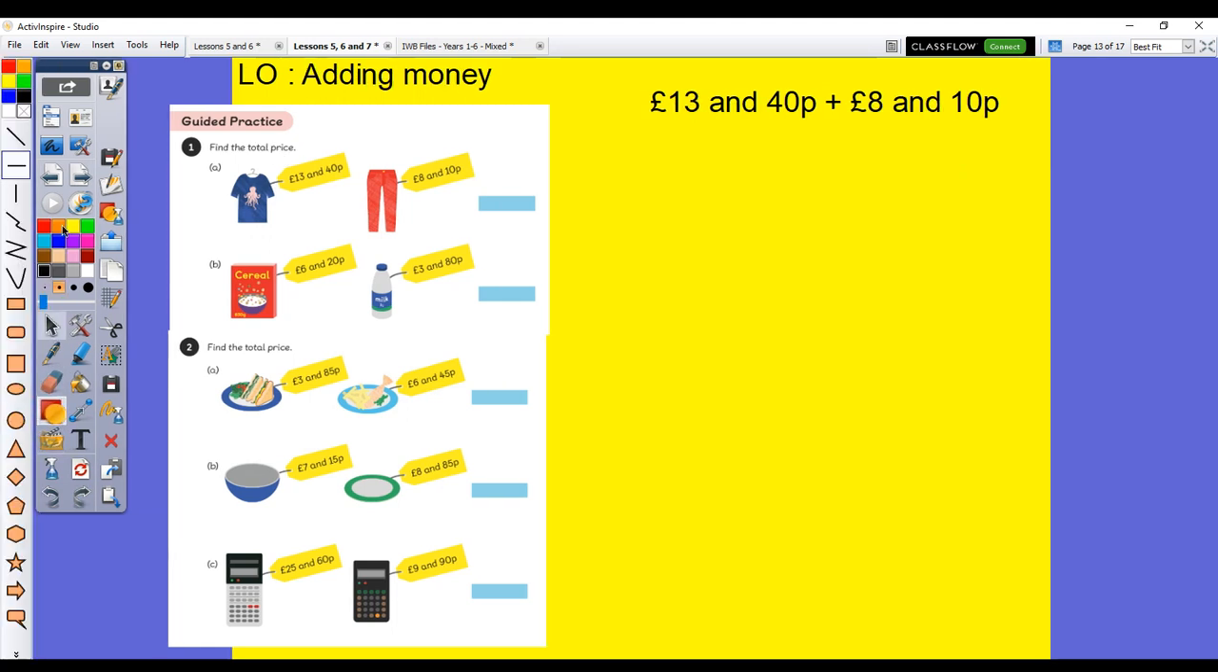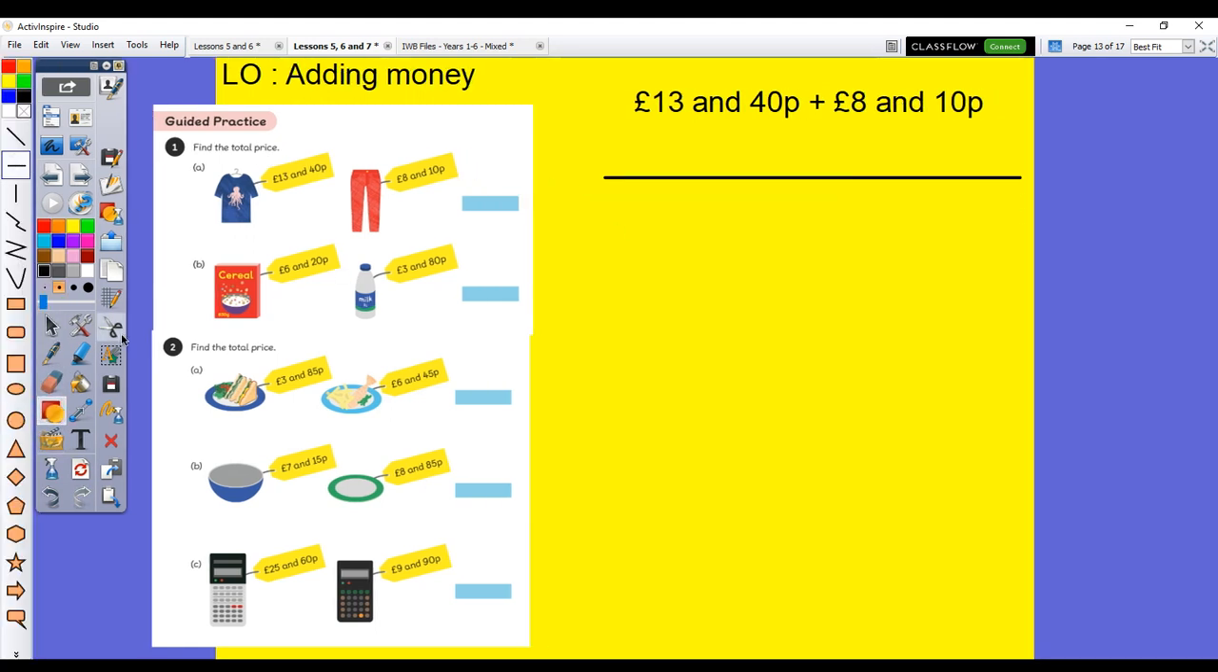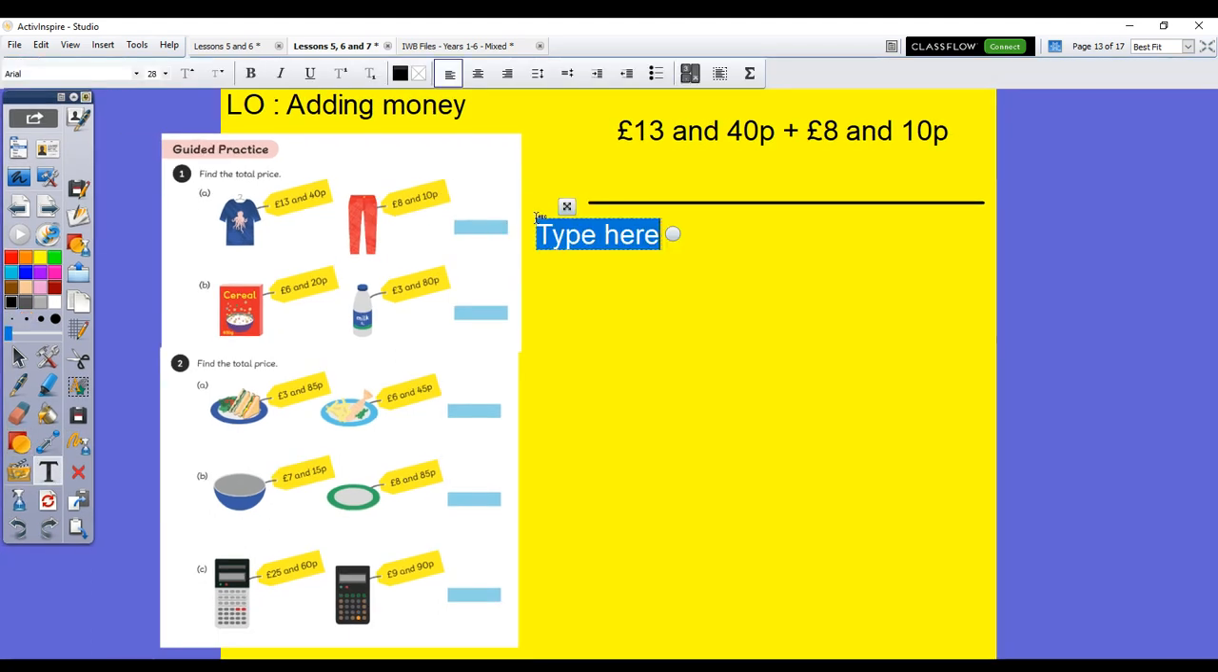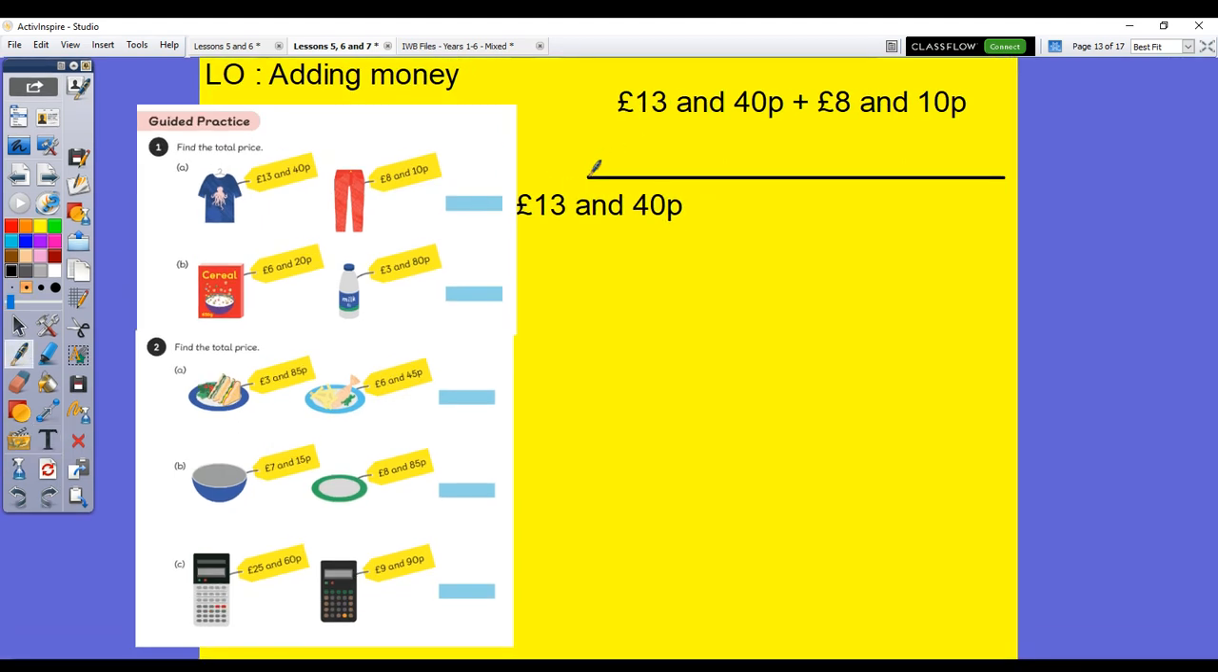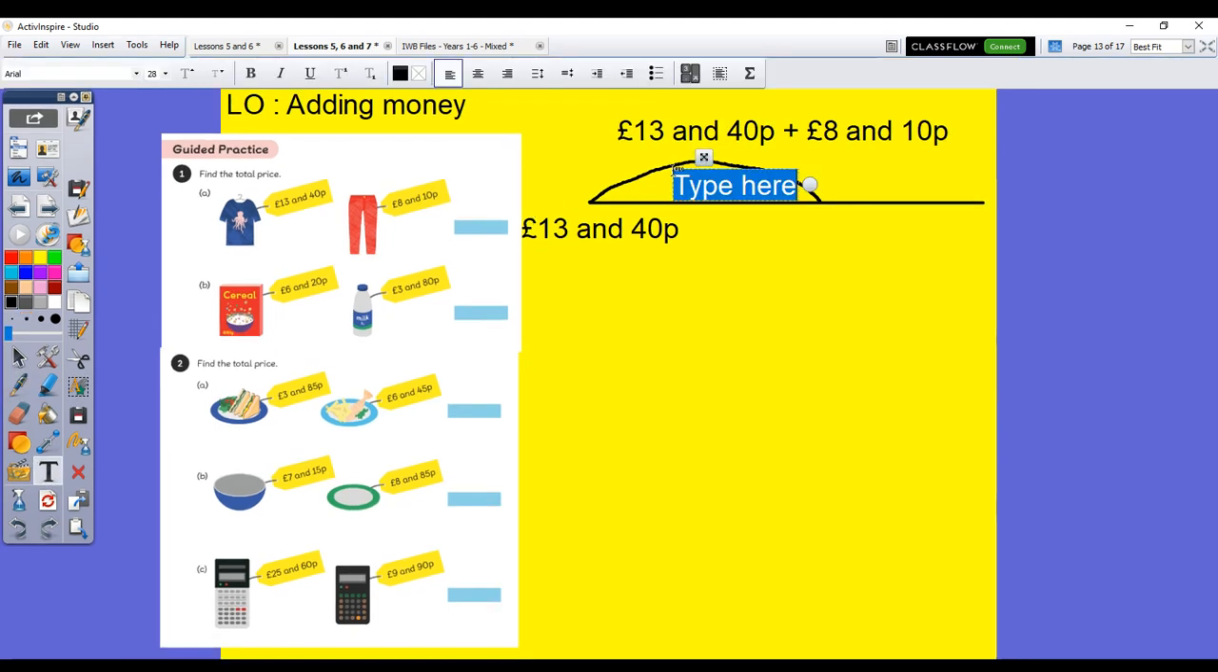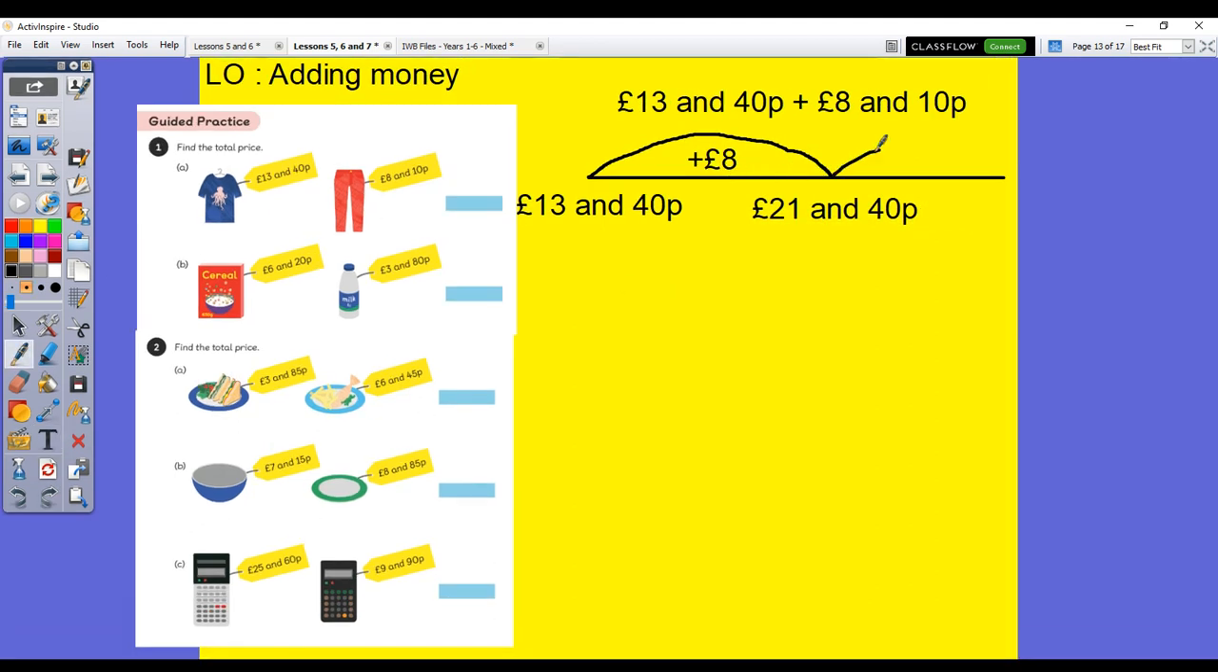So let's do our £13. Let's start with £13 and 40 pence. We're going to add the £8. Okay? So £13 plus 8. If we know 13 plus 7 is going to equal £20, then £13 plus 8 must equal £21 and 40 pence. Okay, now we can just add the 10p.